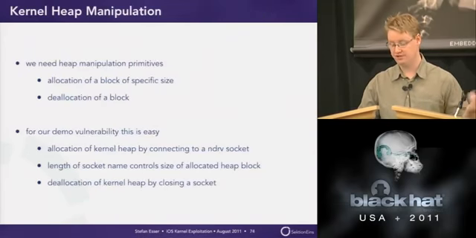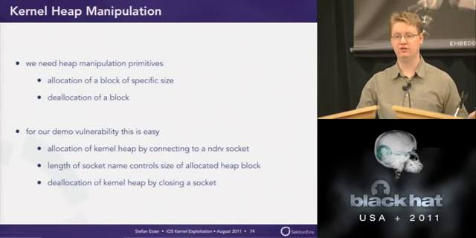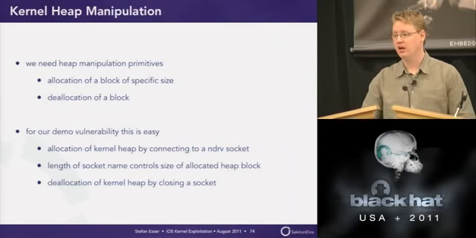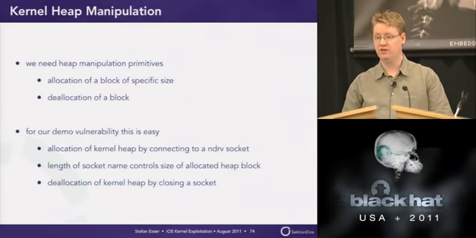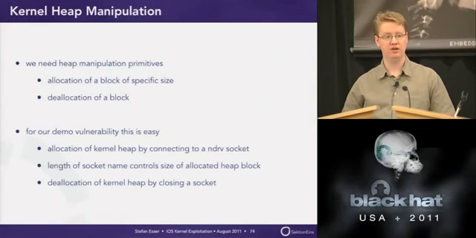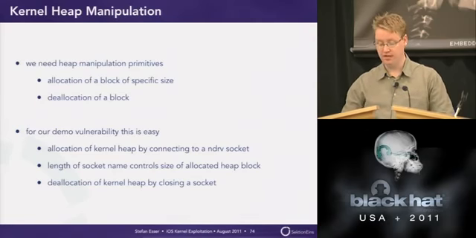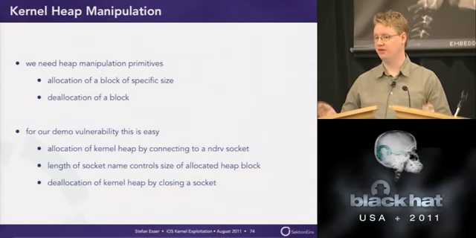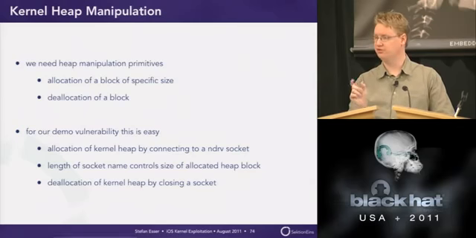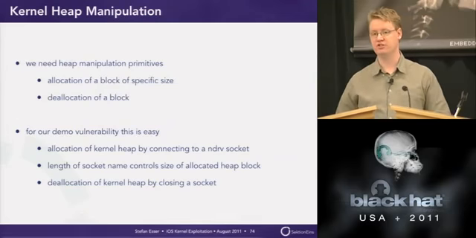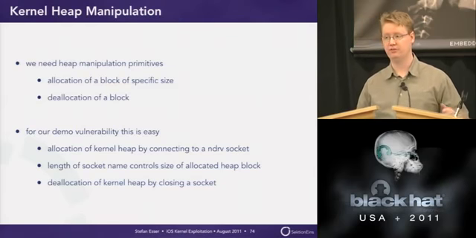So how do you do all this kernel manipulation? You usually need heap manipulation primitives, things that allow you to allocate a block of memory in a specific size and to deallocate some memory. And in our case, it's very easy to do that, because we are dealing with NDRV sockets, so we can just take the NDRV socket again. When you connect an NDRV socket, you can give it a name with a small but arbitrary length. And if you do that, you control the size of the block that is allocated in the heap. So you just use different lengths for the socket name, and you can allocate different kinds of memory. And when you want to deallocate the memory, you just close the socket. So you can allocate and deallocate.